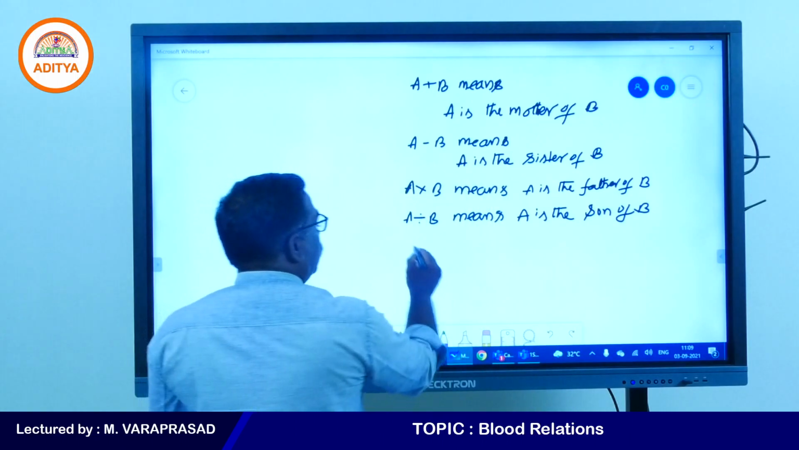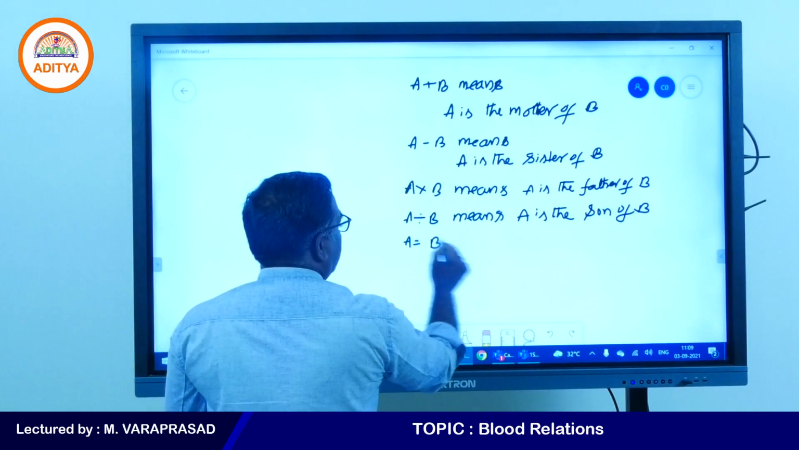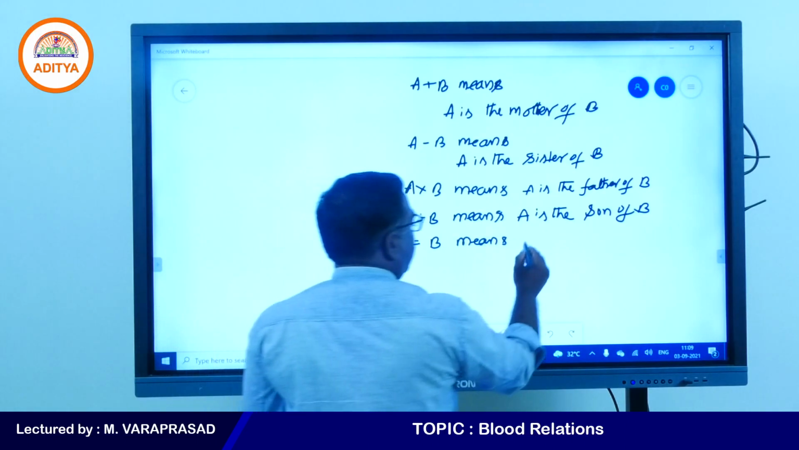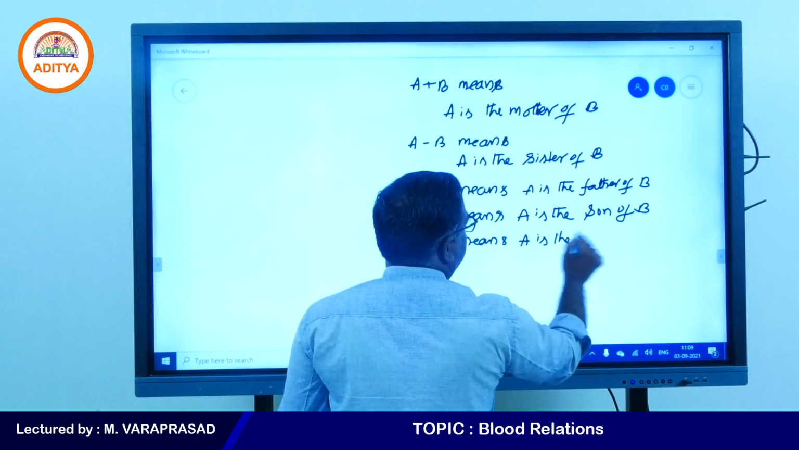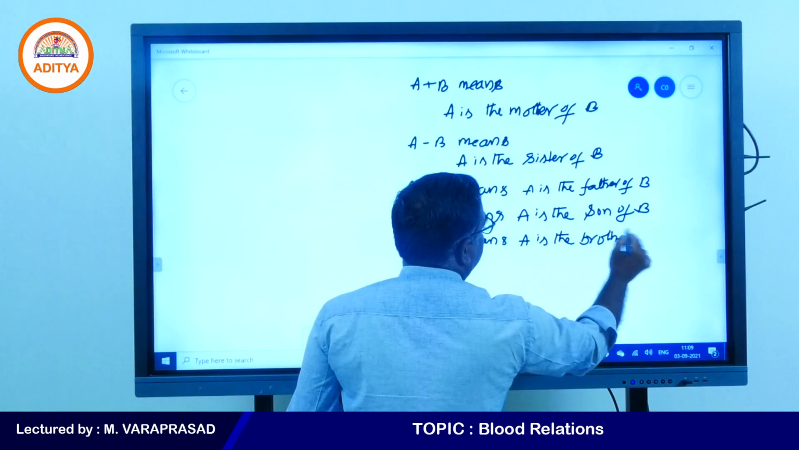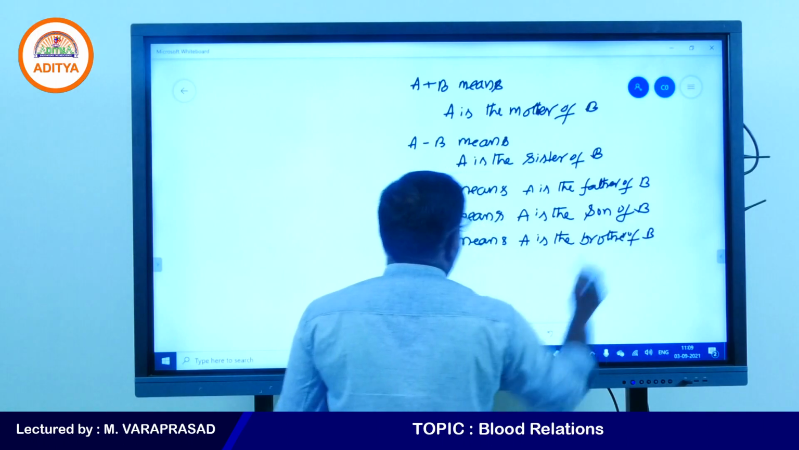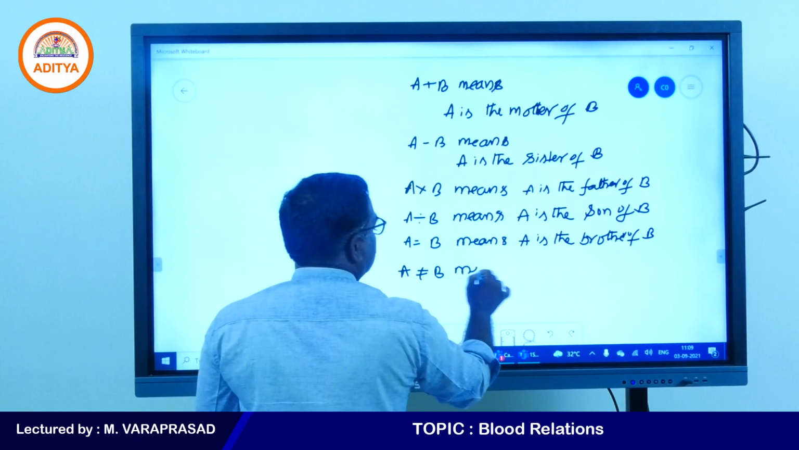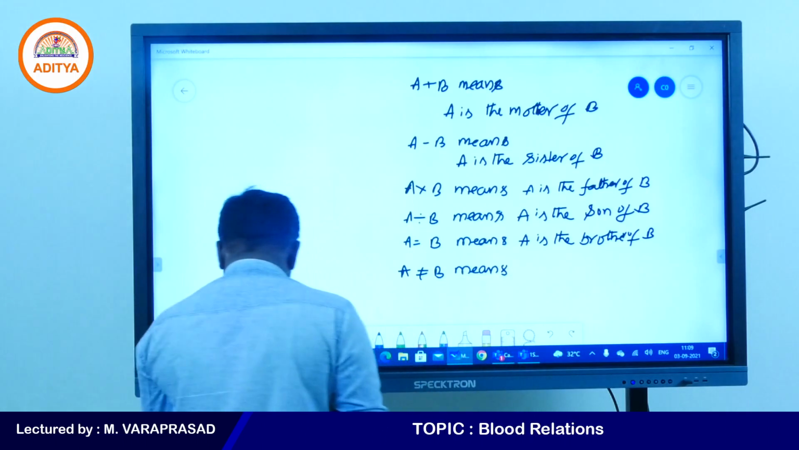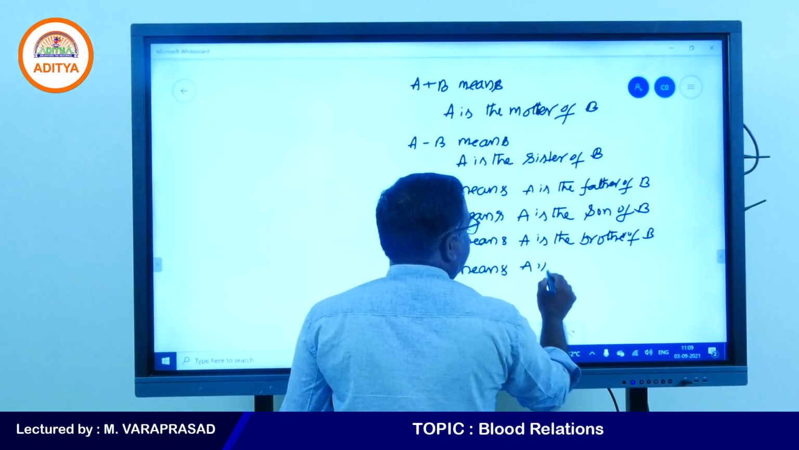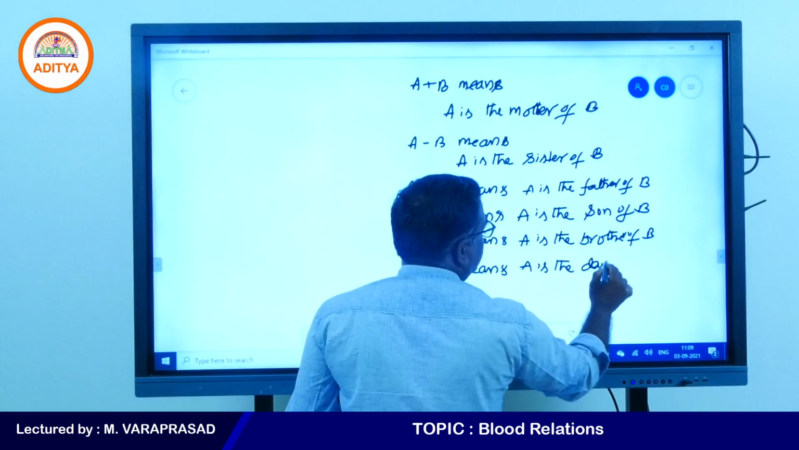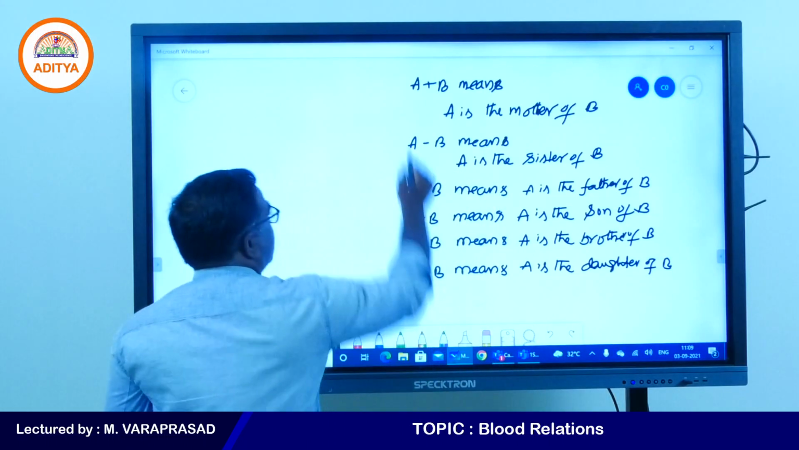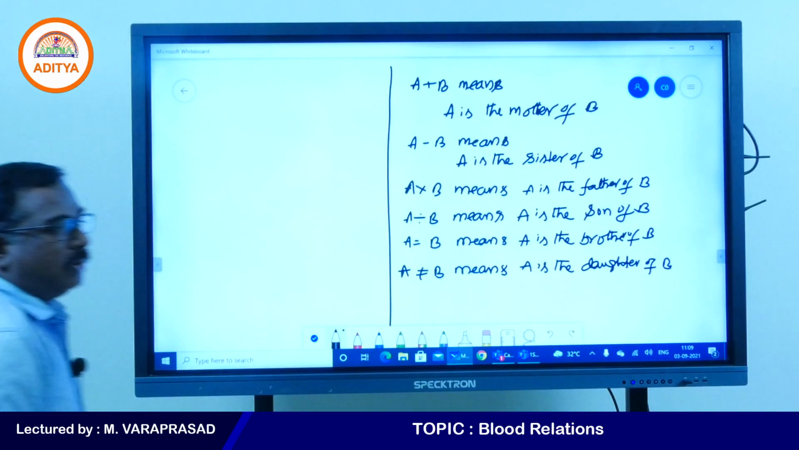Next one, A equal to B means A is the brother of B. Last one, A not equal to B means A is the daughter of B. These are the relations they give you, and they will give an example to find out.